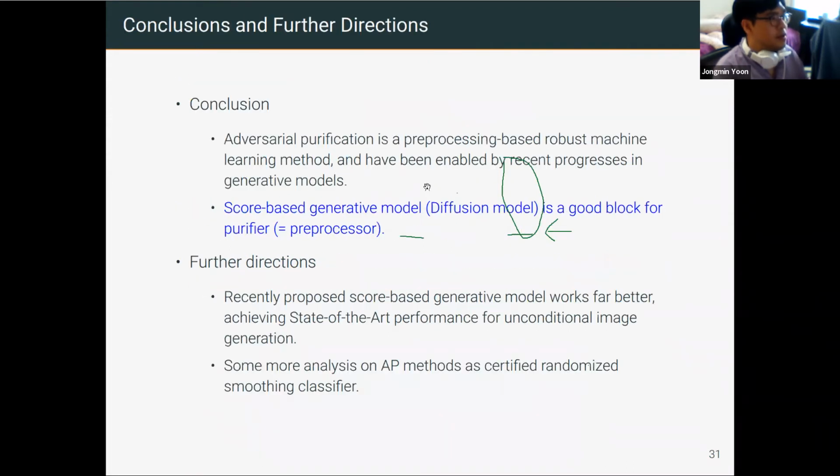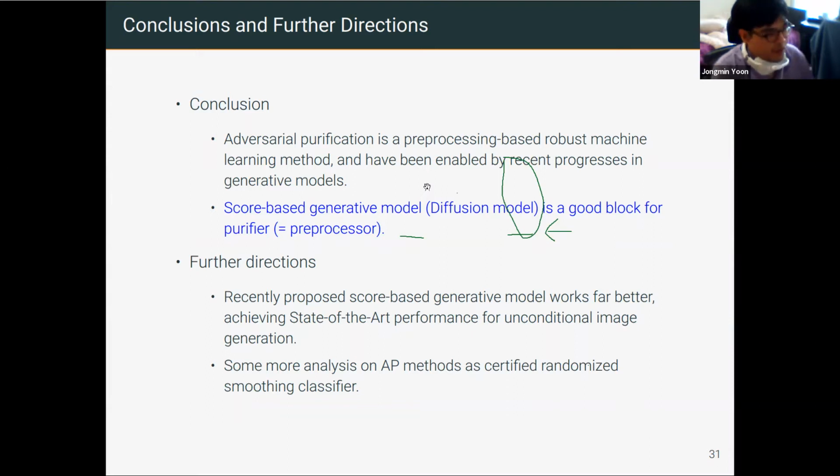Then I'm going to provide a conclusion. Adversary purification is a pre-processing based robust machine learning method that has been enabled by recent progress in generative models, and the score-based generative model is a good building block for it. I'm going to shed light on further directions of this kind of work.